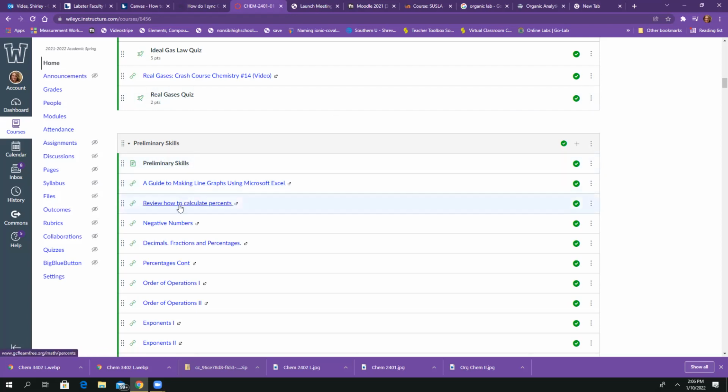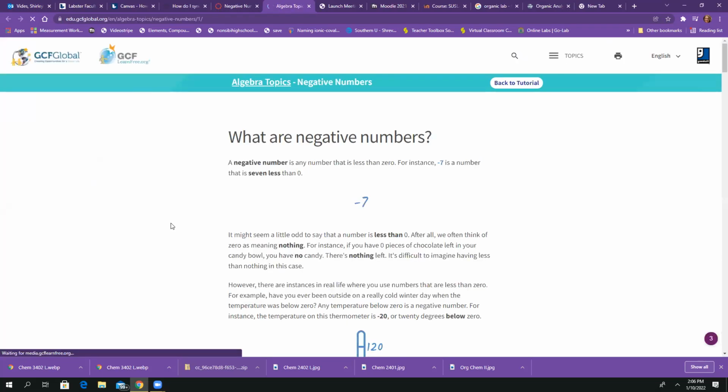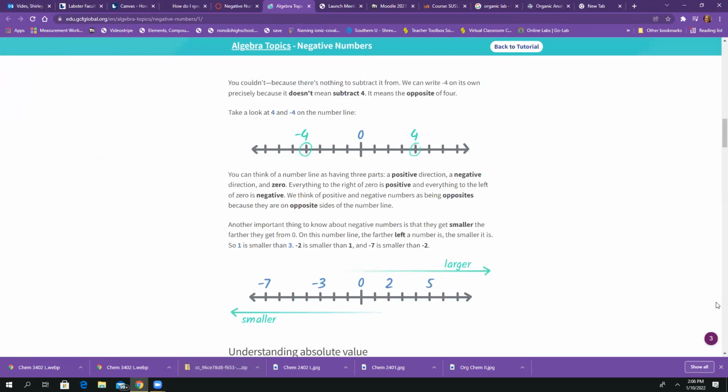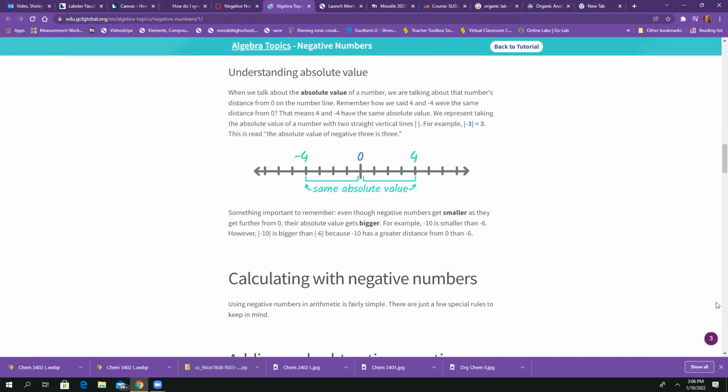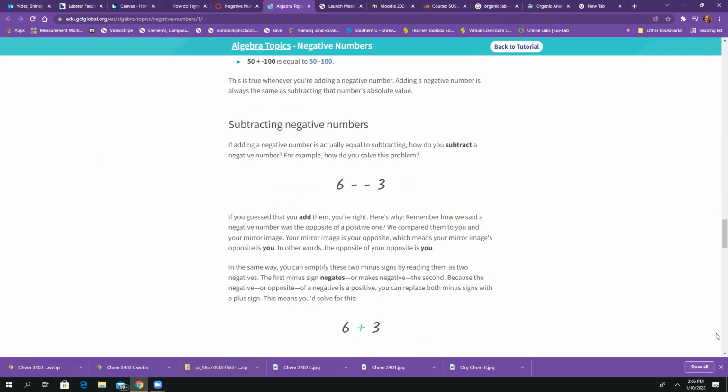Preliminary skills are just certain places that you can go to remember, or revise, or review, or whatever you want to call it, certain concepts that we're going to be using. For example, negative numbers. So you don't remember, so you click on that, and it takes you to a tutorial that explains negative numbers. And it gives you a number line and it shows you what they are and how they look. And this is one of the first things we'll be using because we are going to be doing scientific notation pretty soon, which means we're going to need negative numbers.